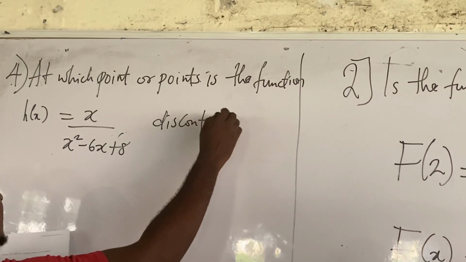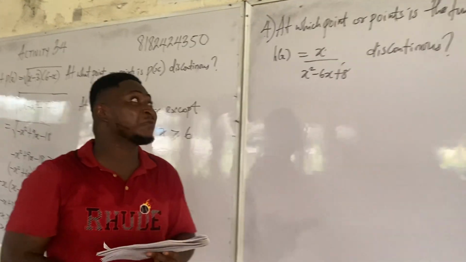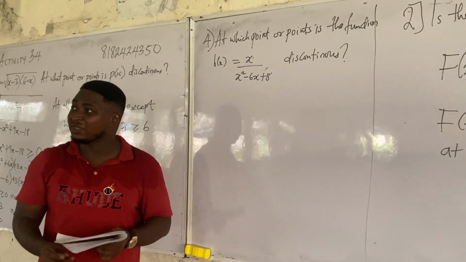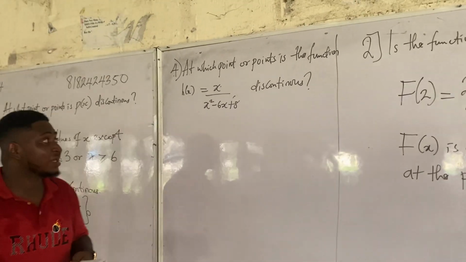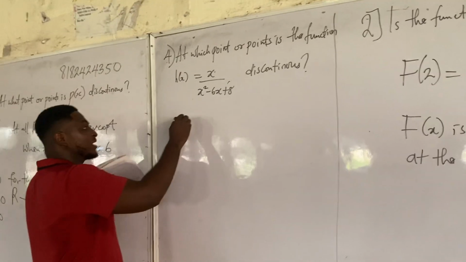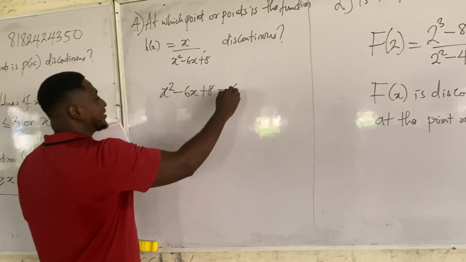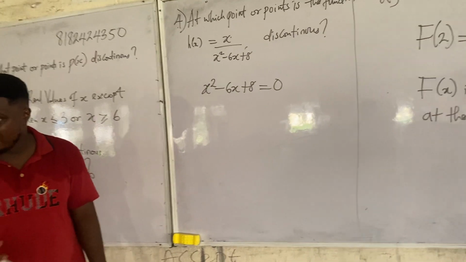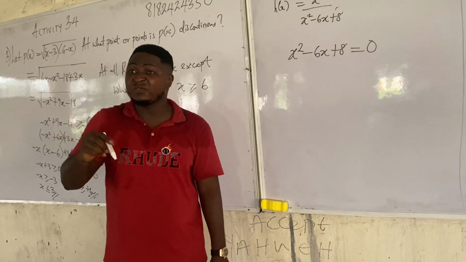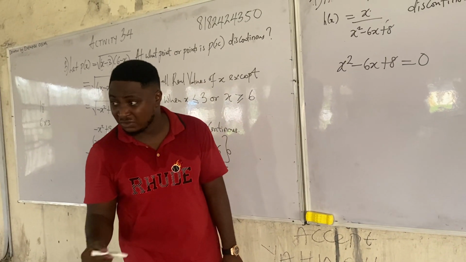Class, anytime they give you a fractional function like this, where you have a numerator and denominator, and you have to find the point of discontinuity, just be thanking your God. Class, you don't need to stress yourself. Just take the denominator, equate it to 0 and solve for x. x squared minus 6x plus 8 equals 0. Then you solve, class. The values of x you get are the points of discontinuity.